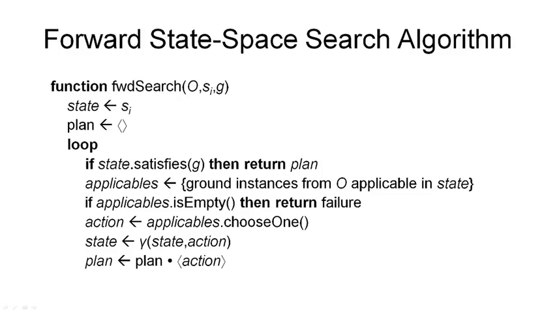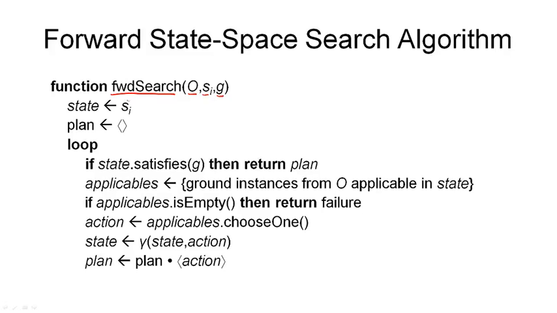Here is the forward state space search algorithm. This algorithm is defined as a function forward search that takes three arguments, namely the three components that make up a planning problem. The first component is the set of operators defined for the planning problem. Then we have an initial state and a goal description.